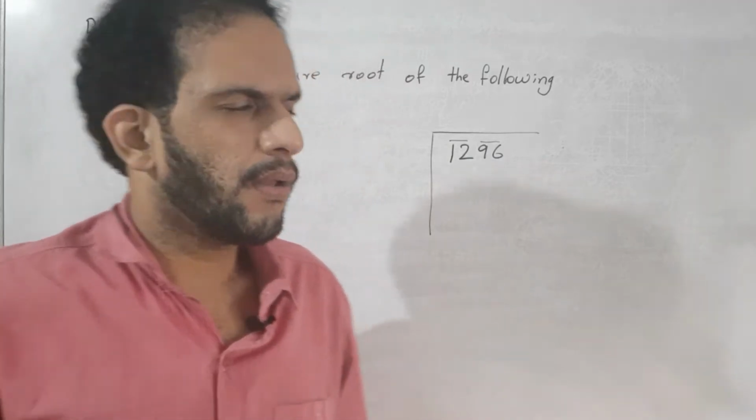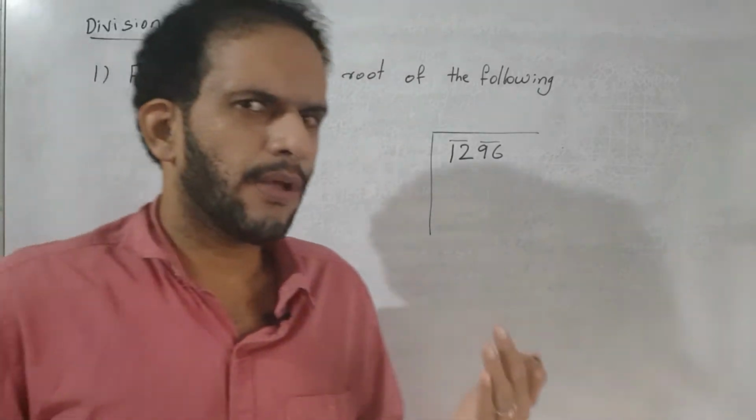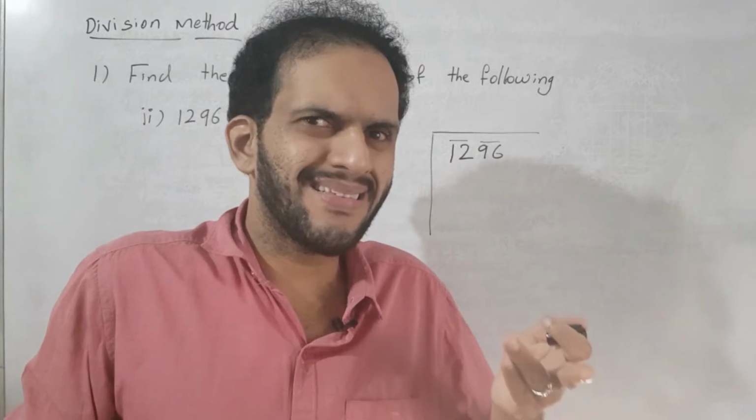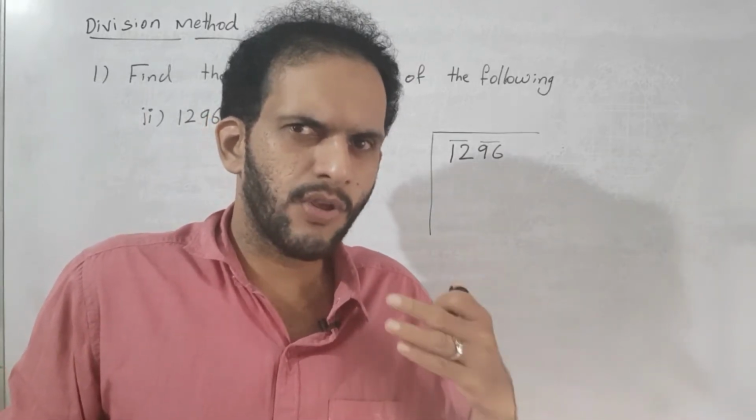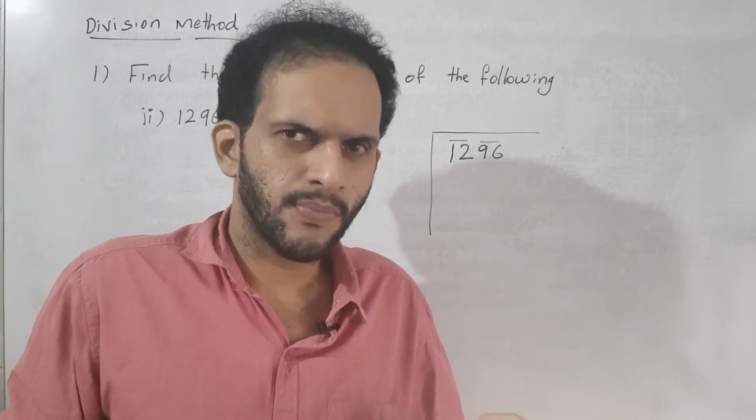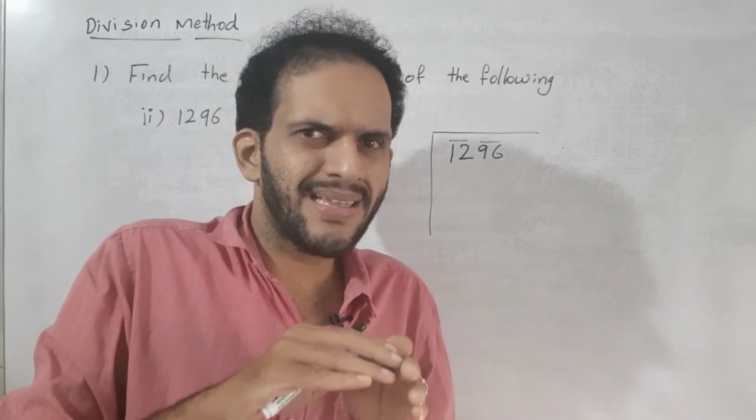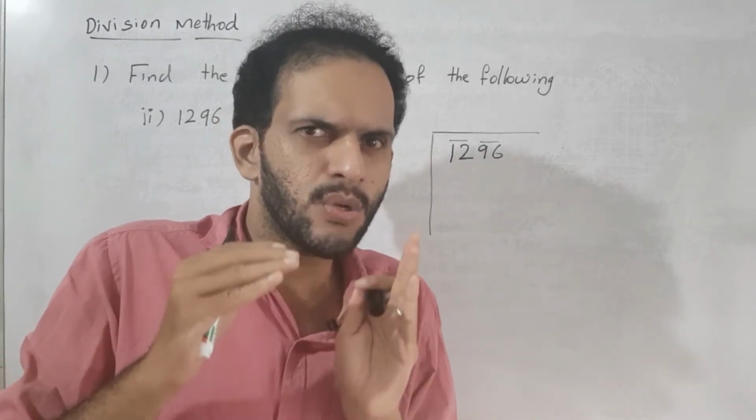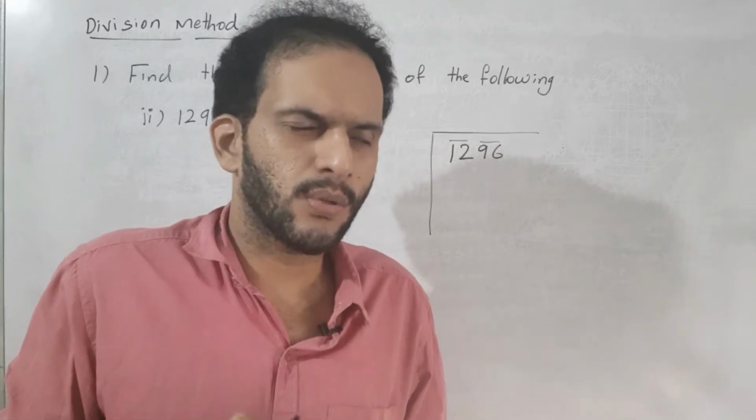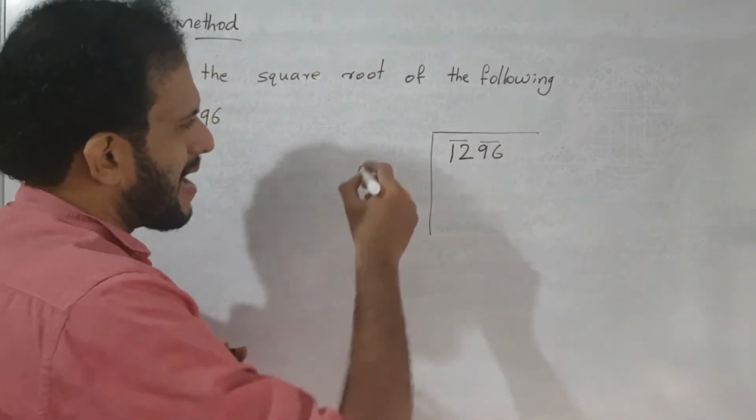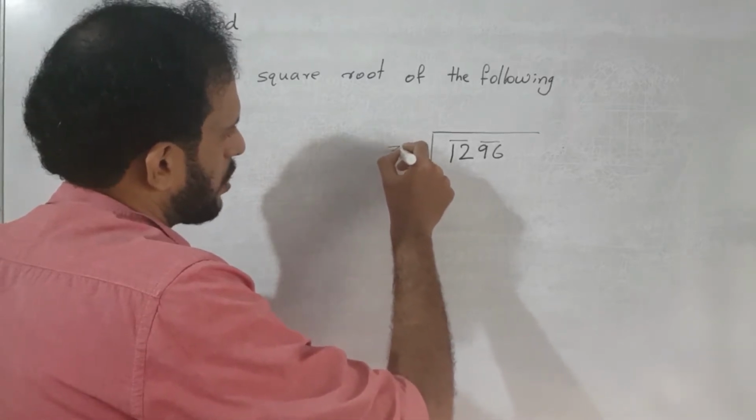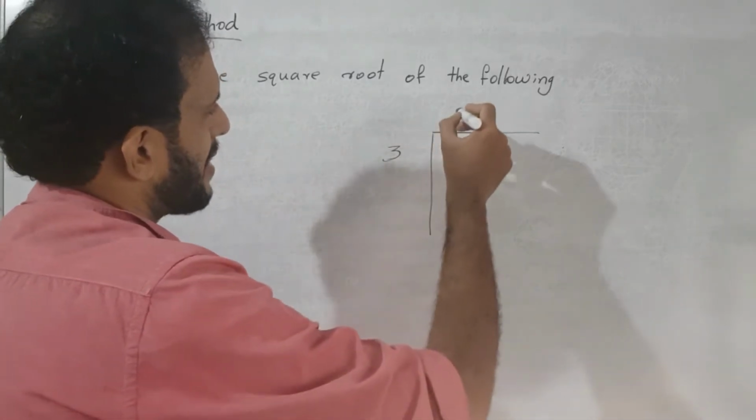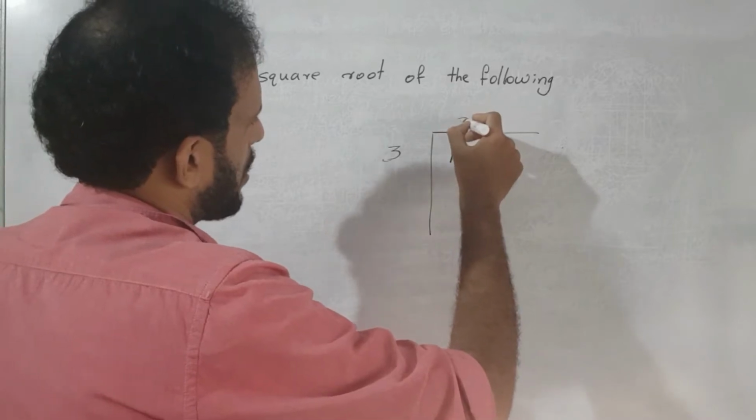Correct? Then the next number after 3 is 4. 4 square is 16. 16 is greater than 12, so it is not possible to choose. Okay. Then whose square is less than and nearest to 12? That one is 3 square. So we choose the number 3 as divisor and quotient.